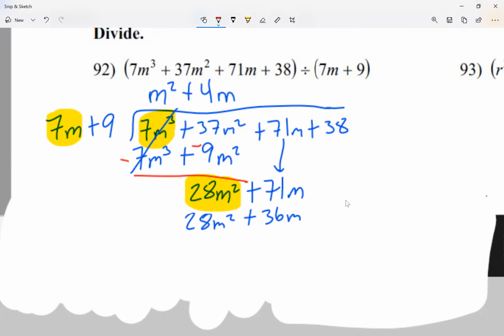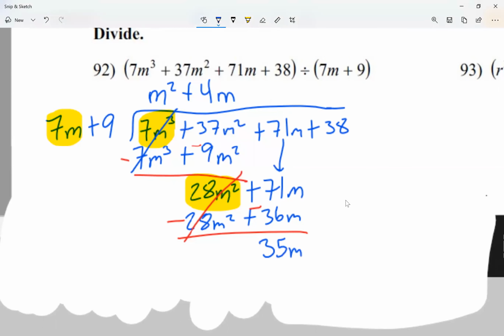I'm going to subtract my polynomials, but I know that I changed the signs of the second one. 28 minus 28 goes away, which is what I wanted. Now 71 minus 36, that's 35. So I'm going to write this as 35m plus 38. Notice how I just brought the next term down.